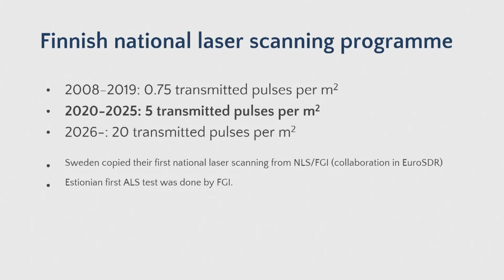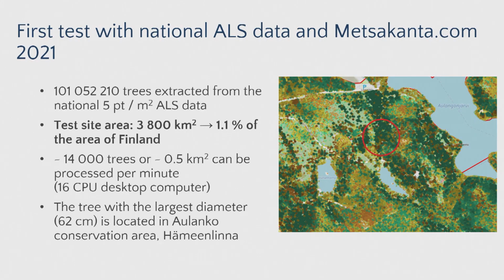In Finland, we have a national laser scanning program. Actually, that is thanks to our research. It started in 2008, when we first had 1 pulse per square meter, and starting 2020, we have 5 pulses per square meter, and now it's 20 pulses. Sweden copied the first system, and Estonia's first ALS test flight was actually done by my department more than 20 years ago.